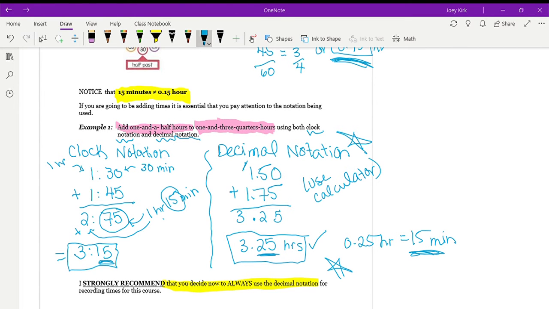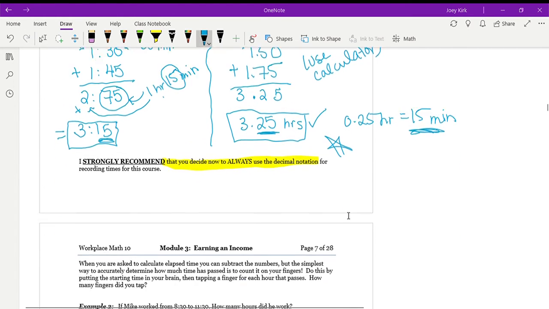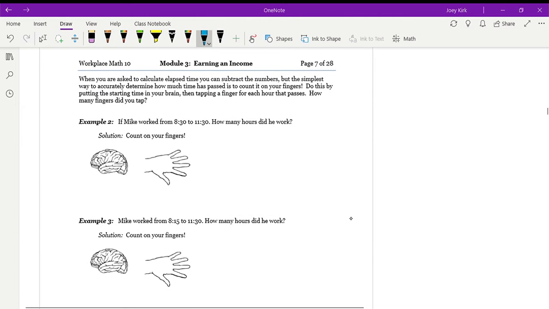moving on, if we're thinking about elapsed time, so something called elapsed time, so let's say your shift starts at 8:30, ends at 5.